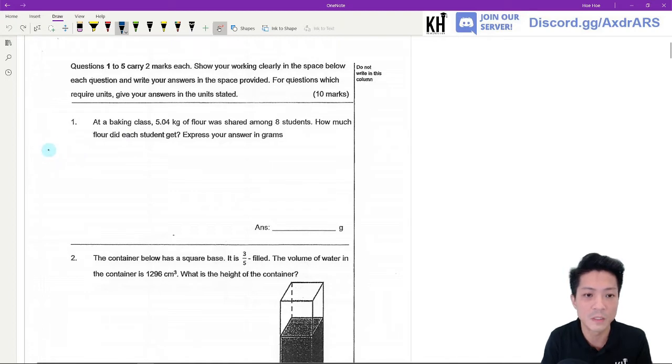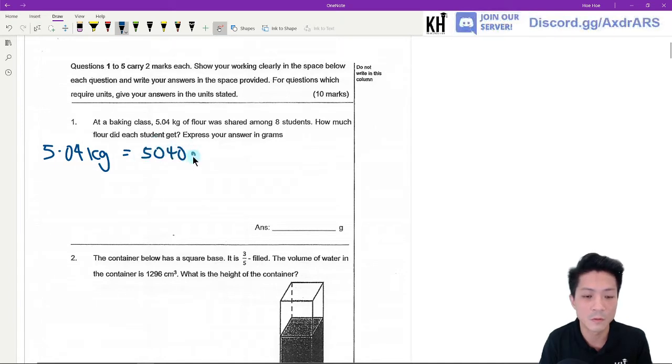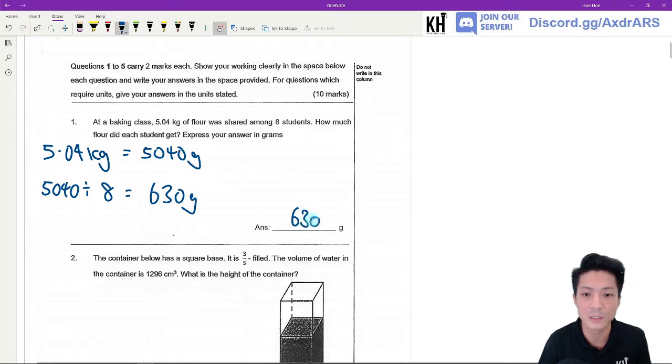Okay, so the first thing that I'm going to do is change the 5.04 kg to grams. You've got to multiply it by 1000, so it will become 5040 grams. The next step will be 5040 divided by 8, which will give me 630 grams. Okay, pretty straightforward. Question 1.